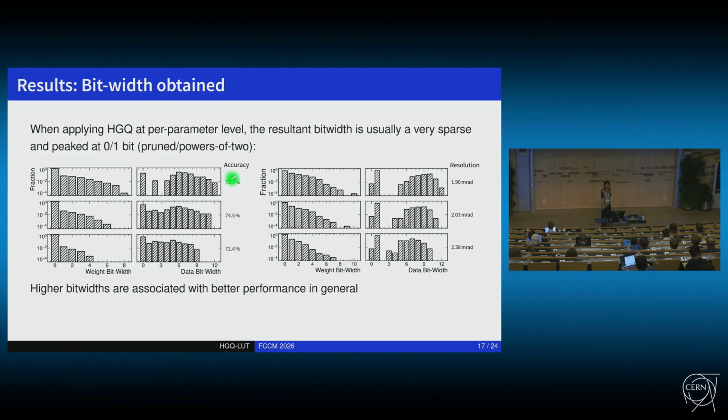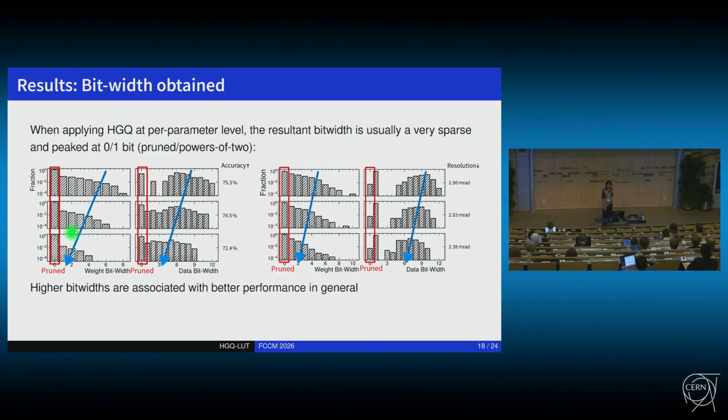If we have a higher accuracy, the bit width is higher. If we have lower accuracy, the bit width is lower. And it's a distribution. And we have a significant amount of 0 bits, so pruning is working as expected, for both the weights and activations for different models.